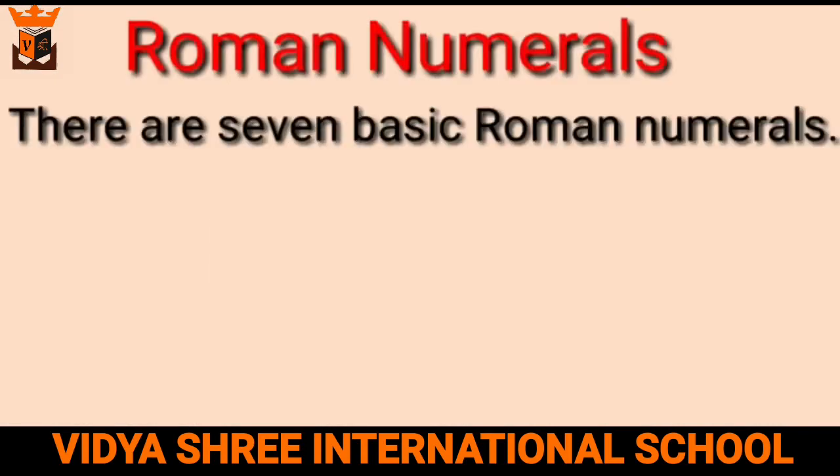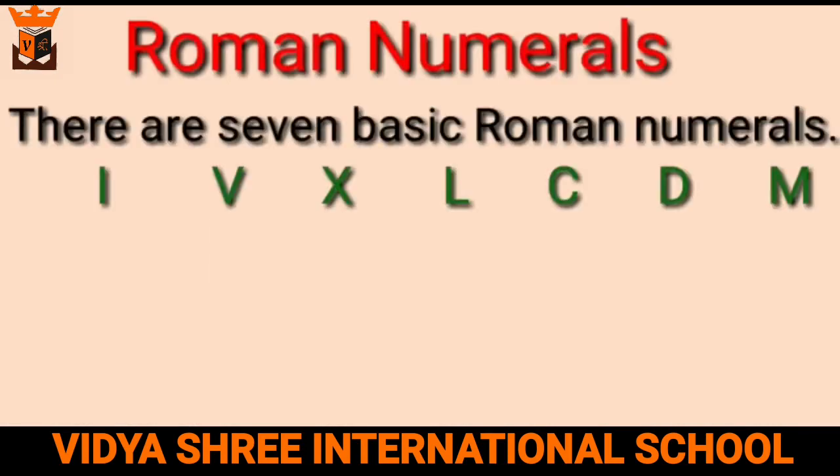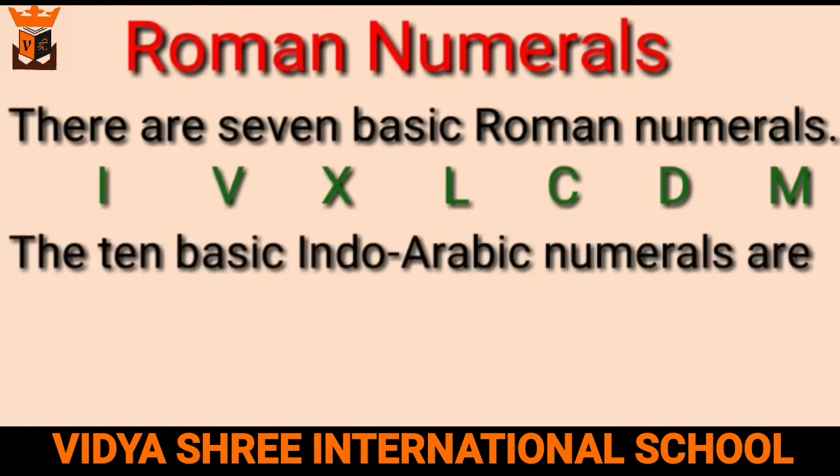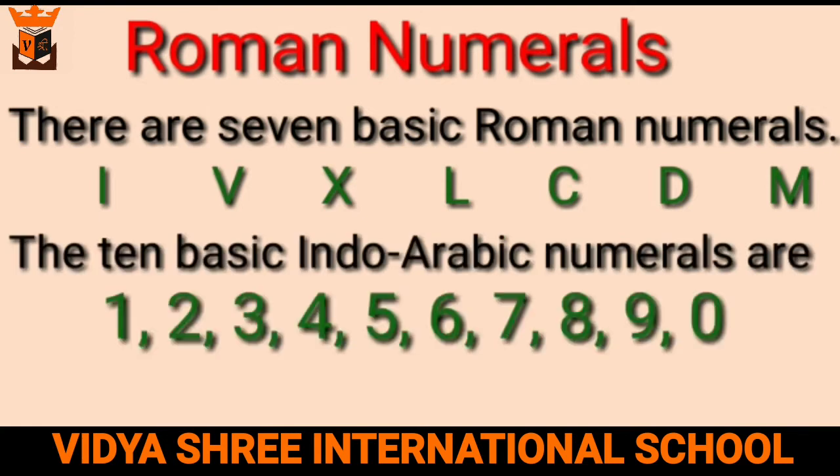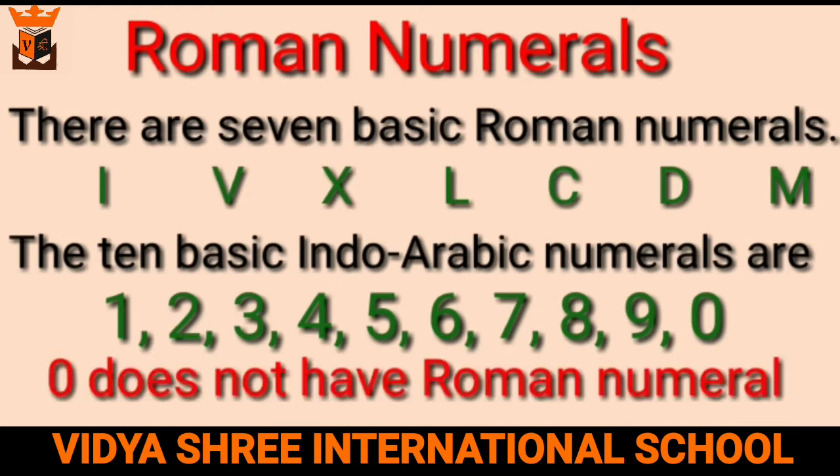There are 7 basic Roman numerals. These are I, V, X, L, C, D and M. The 10 basic Indo-Arabic numerals are 1, 2, 3, 4, 5, 6, 7, 8, 9 and 0. And the Indo-Arabic numeral 0 does not have any Roman numeral. The first basic Roman numeral is I, which stands for 1. All other numerals are formed using these basic numerals.